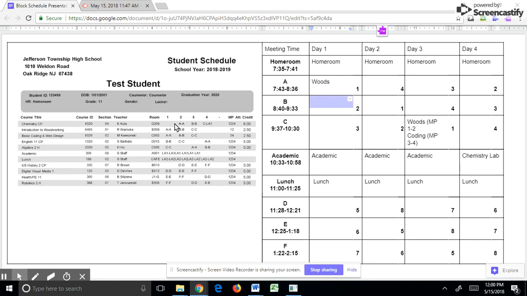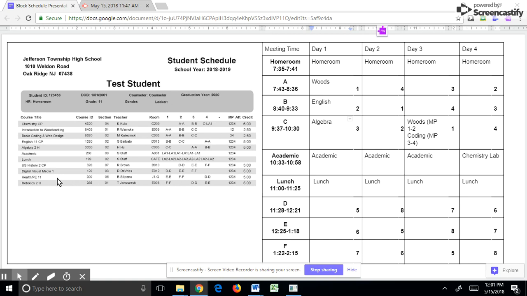Day 1 B block class is going to be English. The day 1 C block class is going to be algebra. Your day 1 class here says lunch academic 1, so that'll be your academic study period. And you'll notice it says cafe here, so your lunch academic 2 is your lunch period.